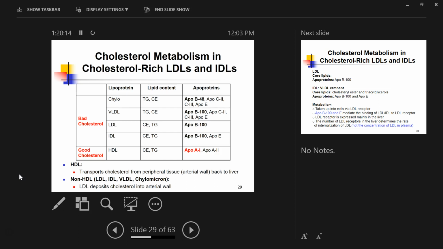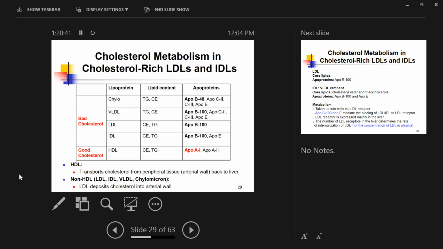All right, so now I think we finished the triglyceride-rich lipoprotein metabolism, chylomicron and VLDL, right? Now we start to talk about the cholesterol metabolism. Cholesterol-rich lipoproteins, which are LDL and HDL.